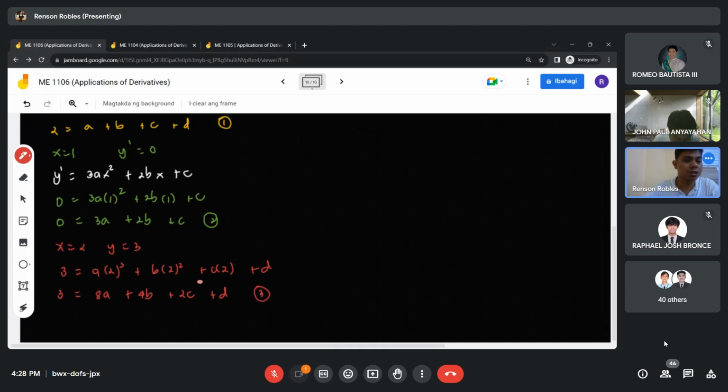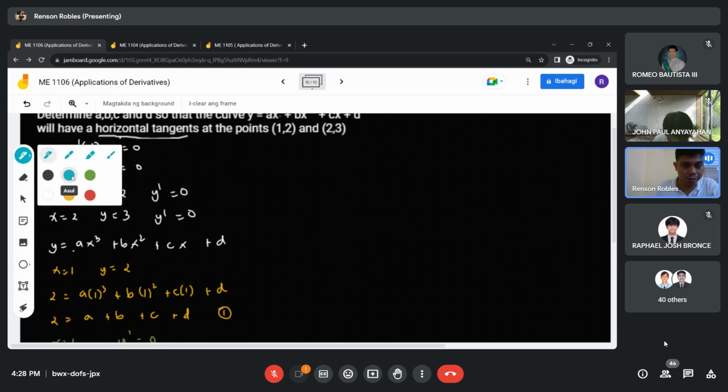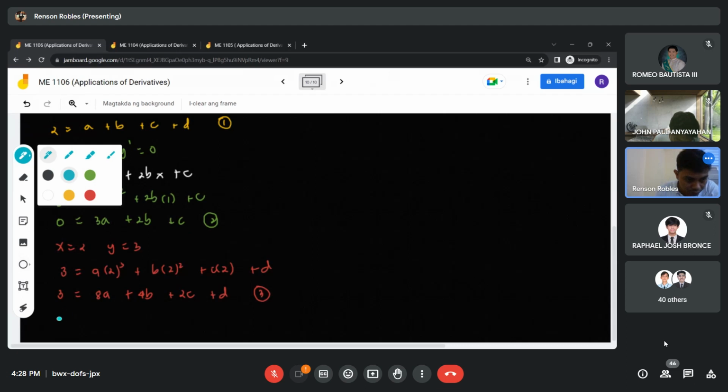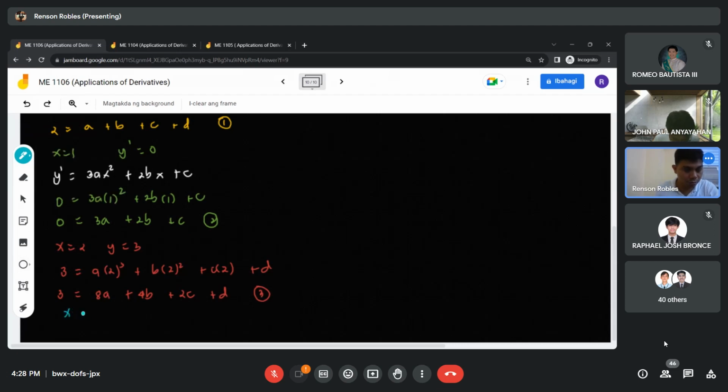The next, equation 4 will be coming from x is 2, y prime is 0. When x is 2, y prime is 0. So you have y prime 0 equals 3a times 2 squared plus 2b times x plus c. Then that will become 0 equals 2 squared is 4 times 3, 12a, then plus 4b plus c. So this will be equation 4.